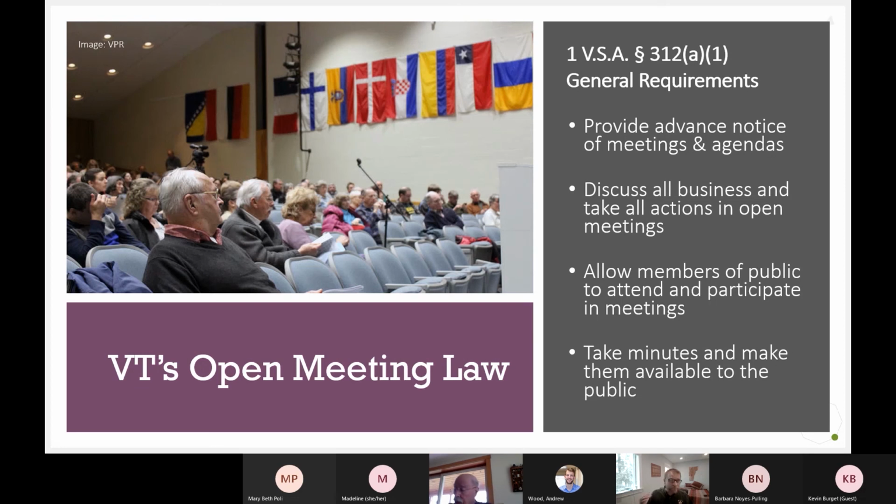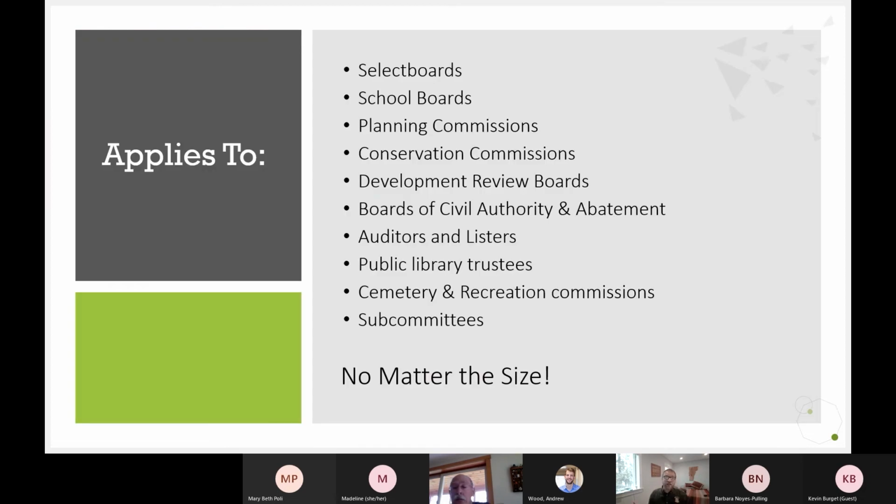And so municipal commission members should discuss business and take actions only in open meetings. And when people can hear what decisions are being made and how that municipal group is moving forward. So there are a variety of parts to this law. It applies to every group, no matter the size. And so every group has to be transparent about what it's doing and how it's doing it and make sure those meetings are open to the public.